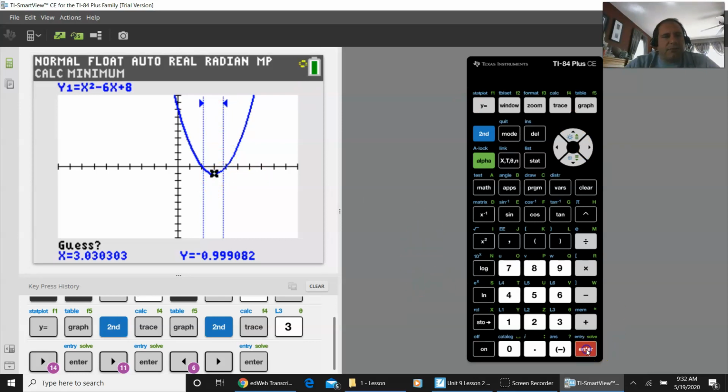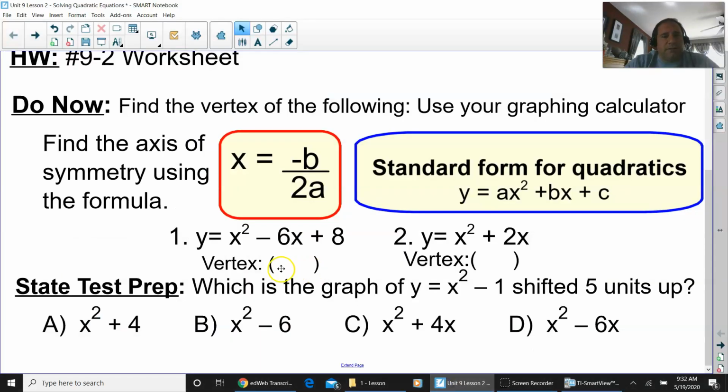So press enter one last time and you get a minimum, which is the vertex, of 3, negative 1. And that is the vertex. You can go back to the lesson, 3, negative 1. And that is my vertex.